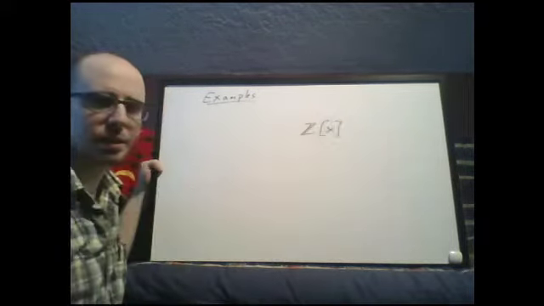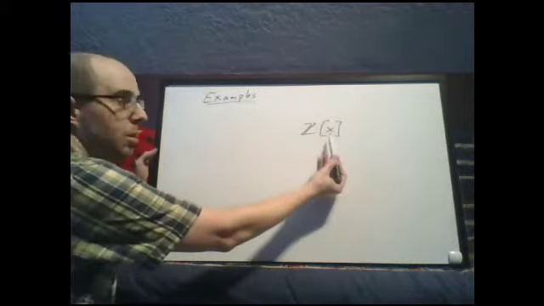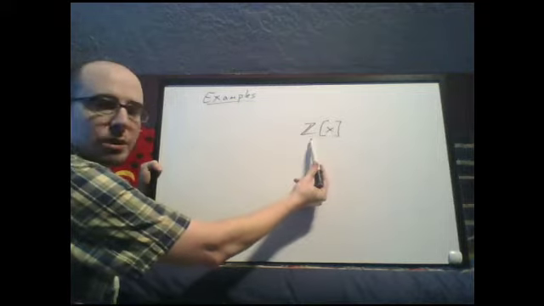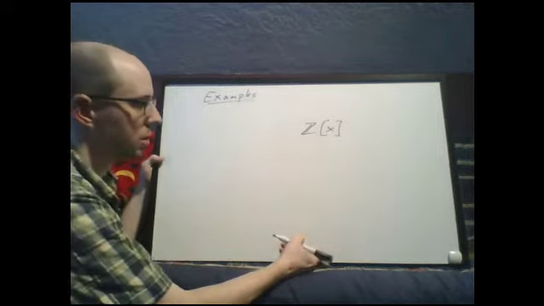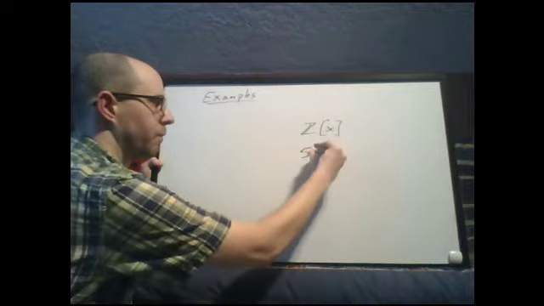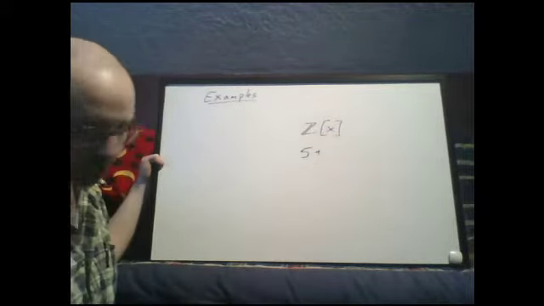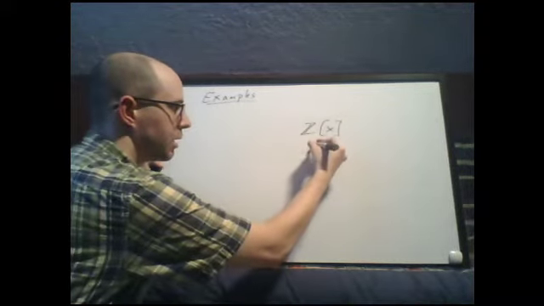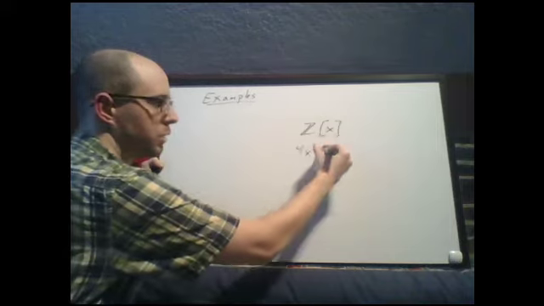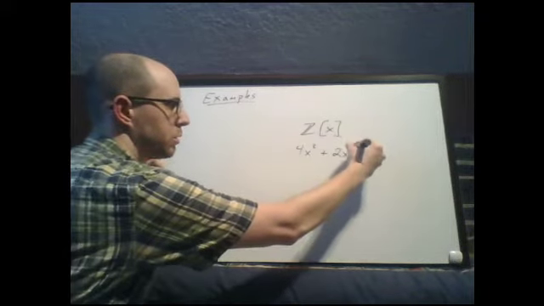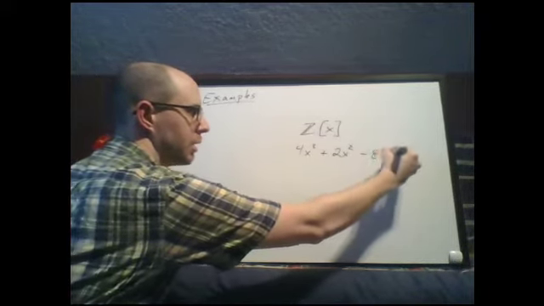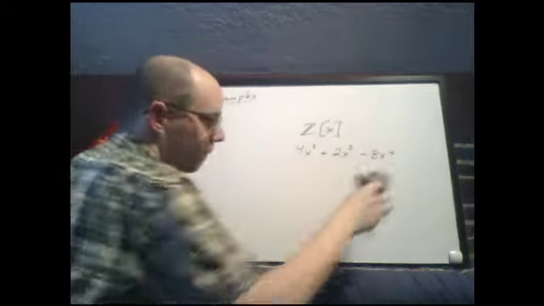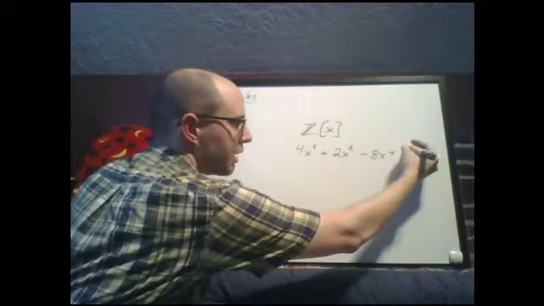So Z[x], with the brackets, means we're looking at the set of polynomials in the variable x with coefficients coming from the integers. So these are things like, I usually start with the biggest power, 4x cubed plus 2x squared minus 8x plus 7, for example. So anything of this form.